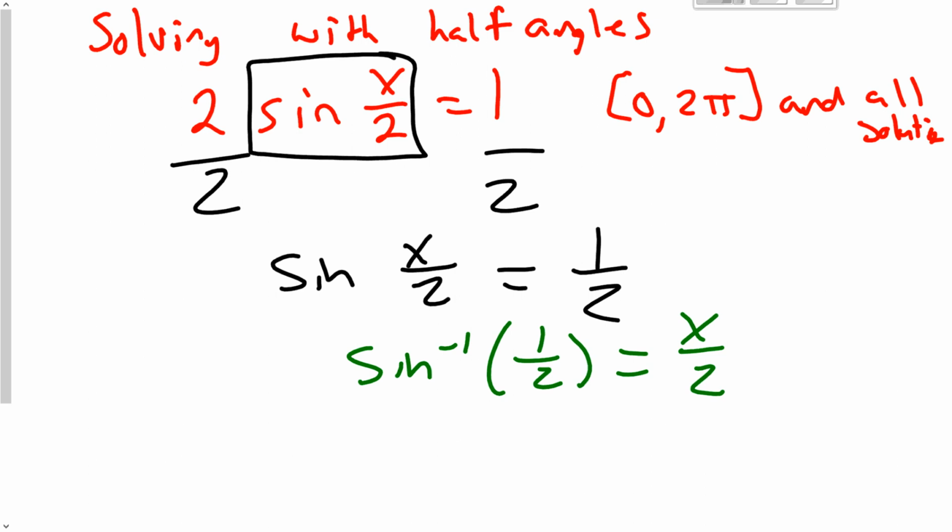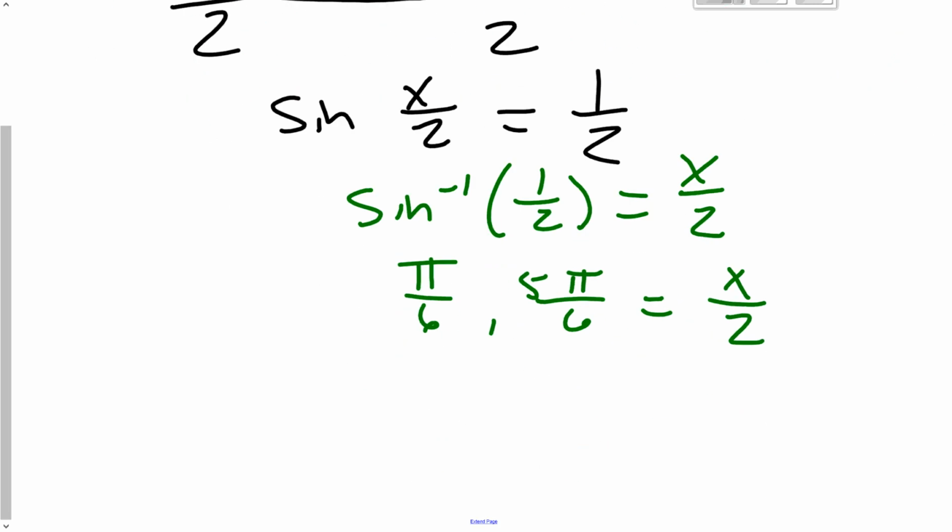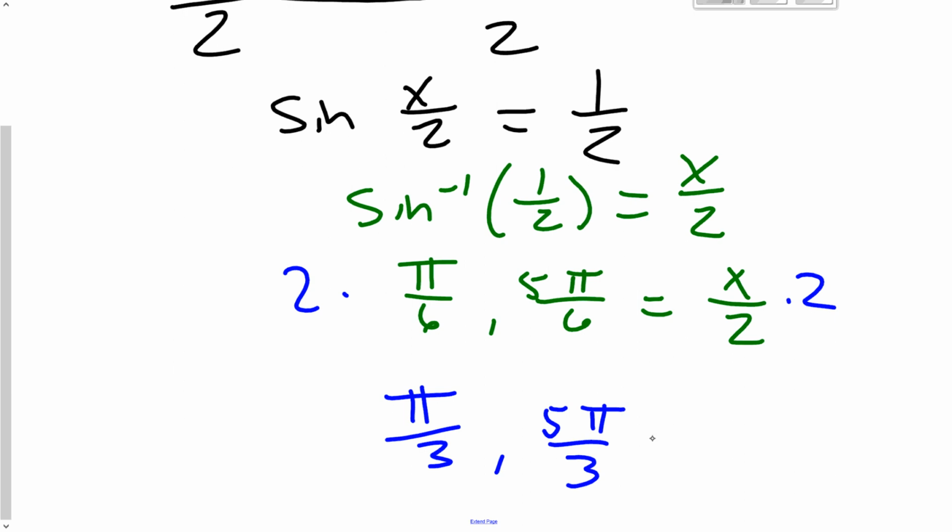So that is pi sixth, and 5 pi sixth. So that equals x over 2. Then we can multiply these by 2 to get rid of dividing by 2 here. So we multiply these each by 2, and we get pi thirds and 5 pi thirds. And so those are our x's from 0 to 2 pi.